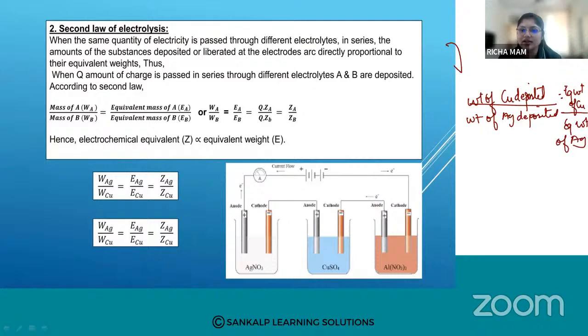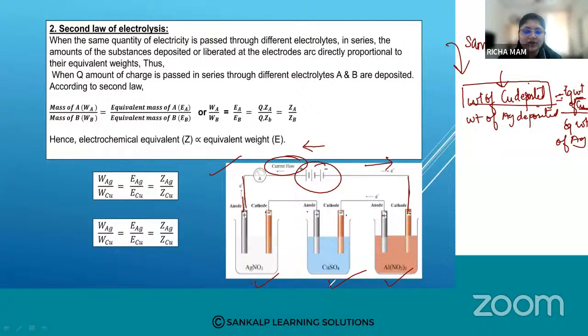So however much current, the same current you are passing, whatever amount of substance is deposited or liberated at the electrode will be equal to its equivalent weight. So this was the first condition. Now here we have three cells: anode, cathode, anode, cathode, anode, cathode. Through the same electric current, electrons are flowing in one direction, and current is opposite to that. So the same amount of electric current is passed to these three electrolytic cells.